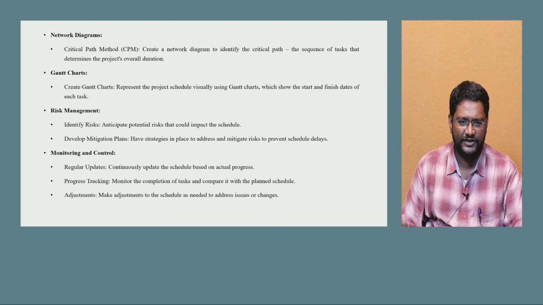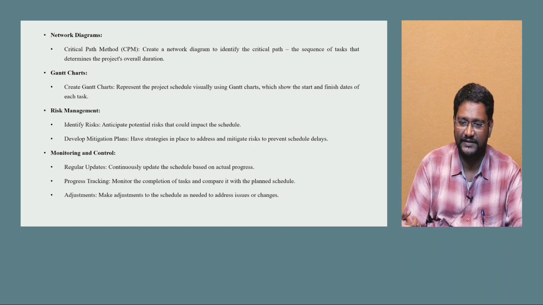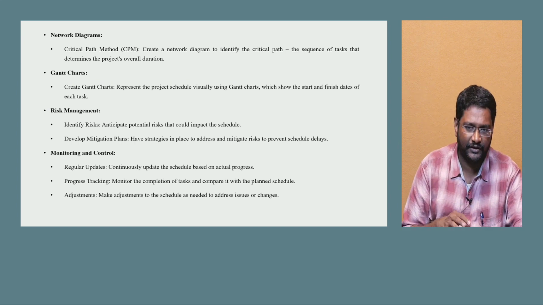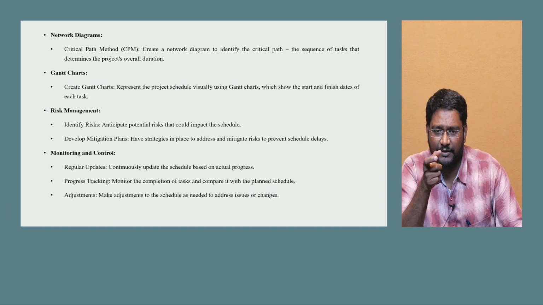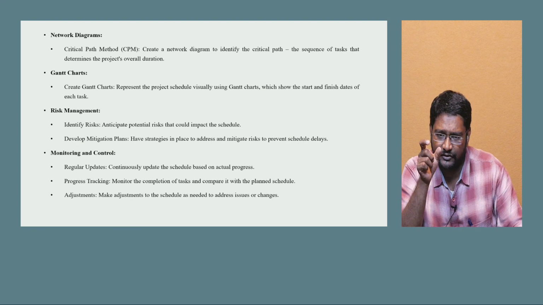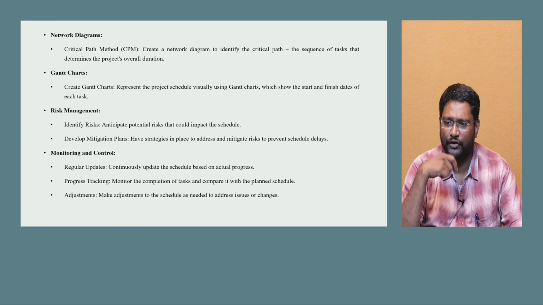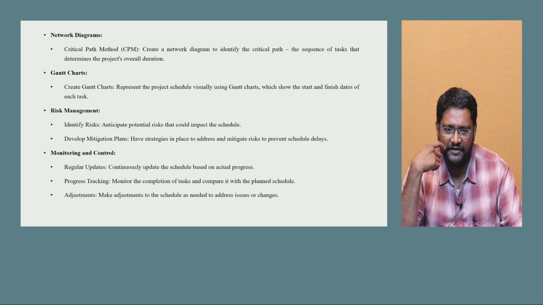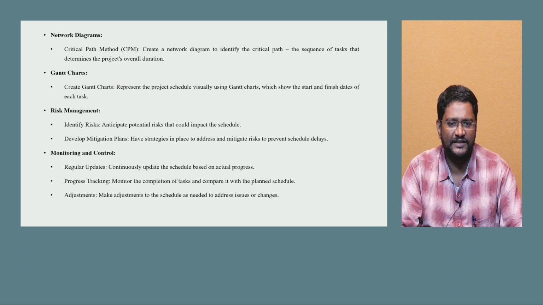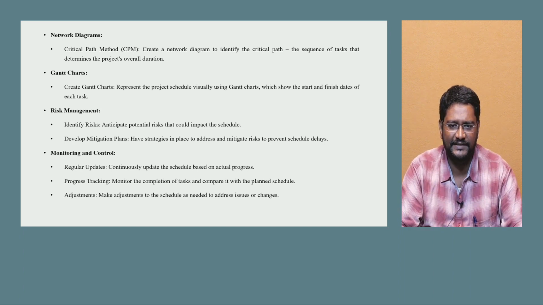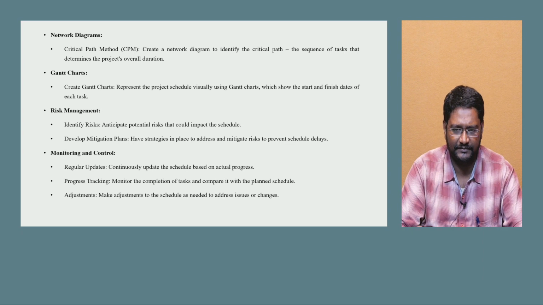So what is risk management? Identify the risk first of all, anticipate the potential risks that could impact the scheduling. Okay, develop the mitigation plans. So what are the risks, for the risk we have to prepare the plan before itself. For example, this task may have some risk, and for that risk we have identified already. So for that, what is the way to overcome, we have to develop the mitigation plan. Develop mitigation plans, have strategies in place to address and mitigate the risk to prevent schedule delays.